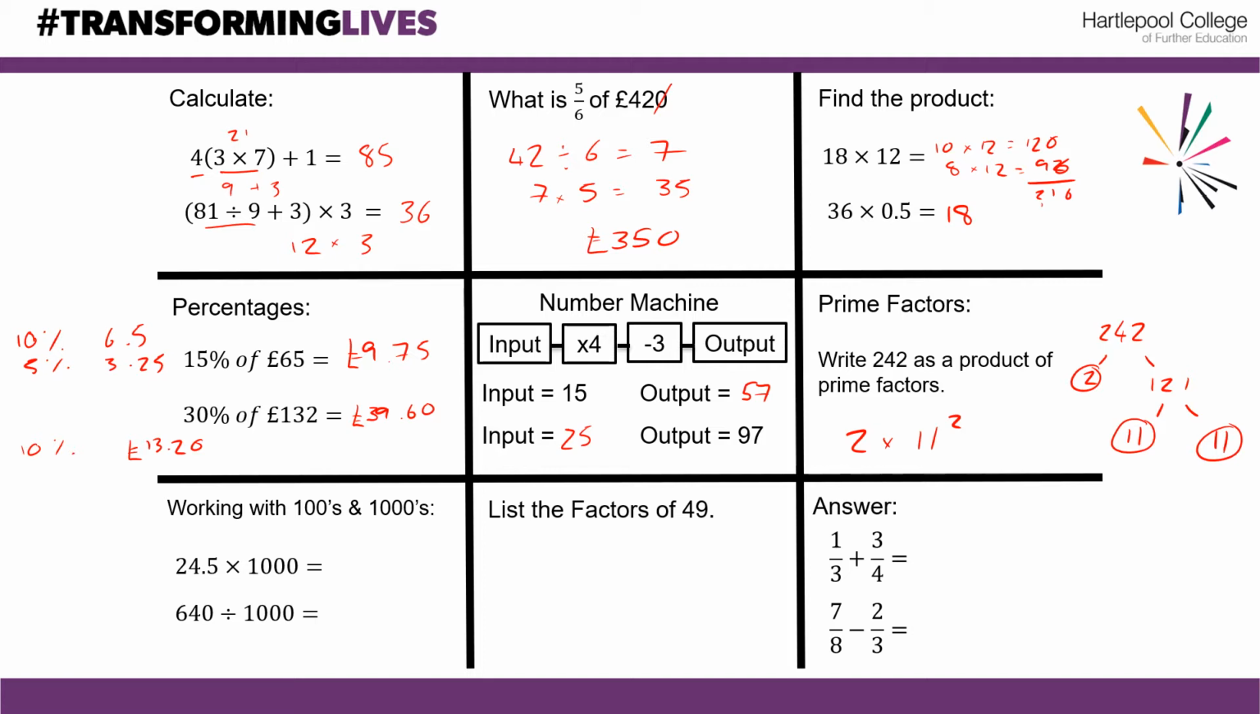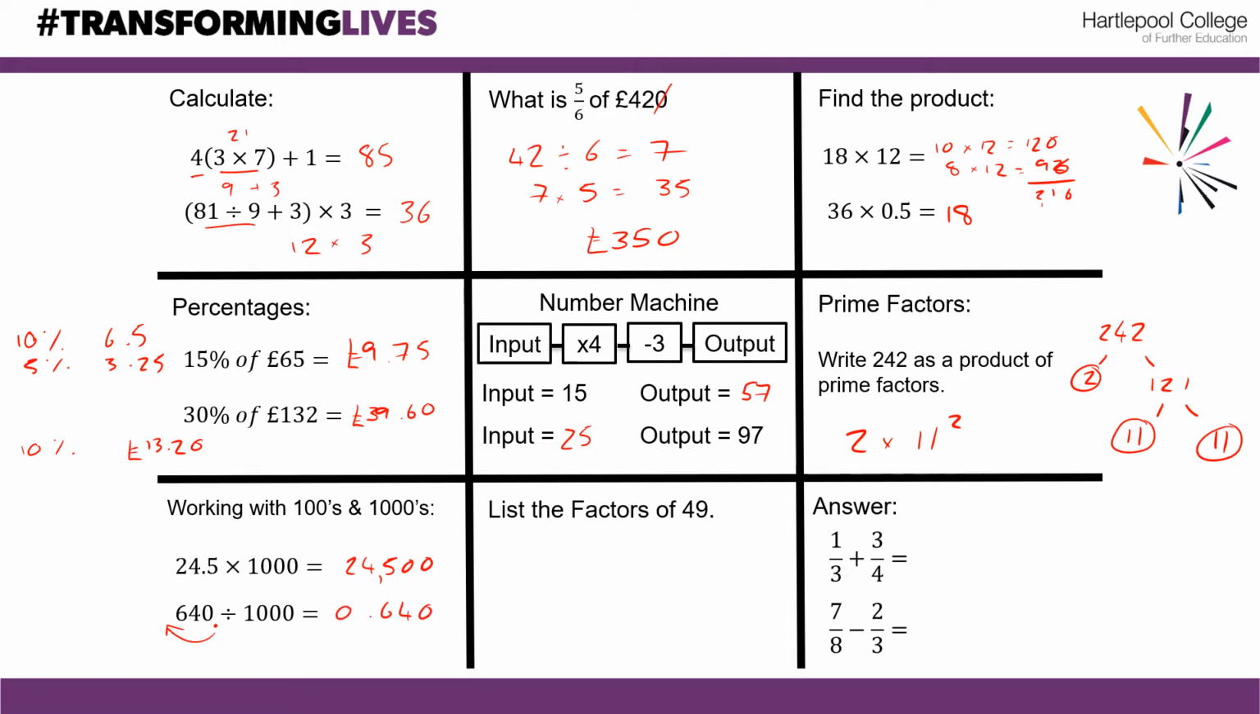Next up, about hundreds and thousands. This week we'll concentrate on the thousands. So 24.5 times 1,000 will be 24,500. Put a comma there after the 4. And then 640 divided by 1,000. So remember, if you divide by 1,000, the decimal point moves 3 places to the left. So it starts here behind the 0, moves in front of the 6, to end up with 0.640.